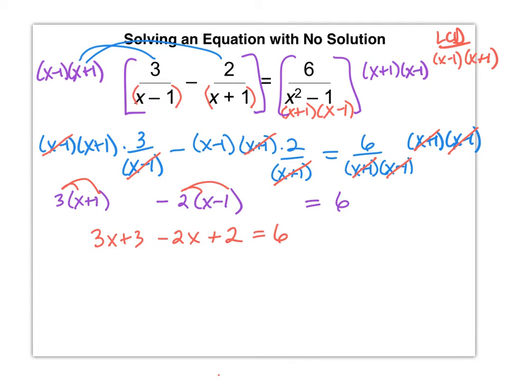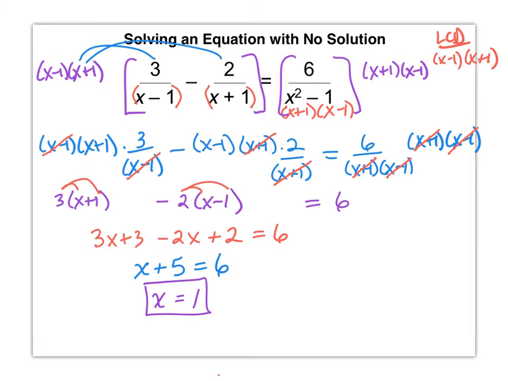Notice how we have this nice simple equation that can be solved using our standard algebra expressions here. Let's combine like terms, and we get 3x minus 2x, or x, plus 3 plus 2 is plus 5, so we have x plus 5 is equal to 6. By subtracting 5 from both sides, we get x is equal to 1. So that is our solution to the rational equation.